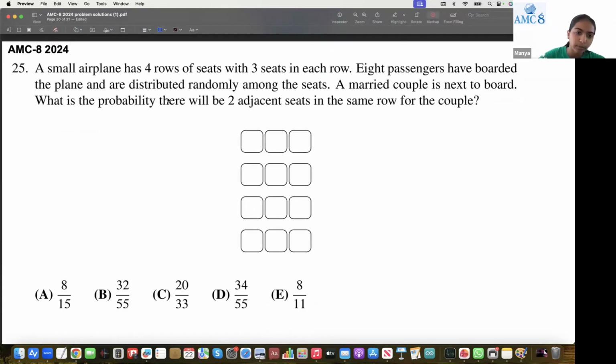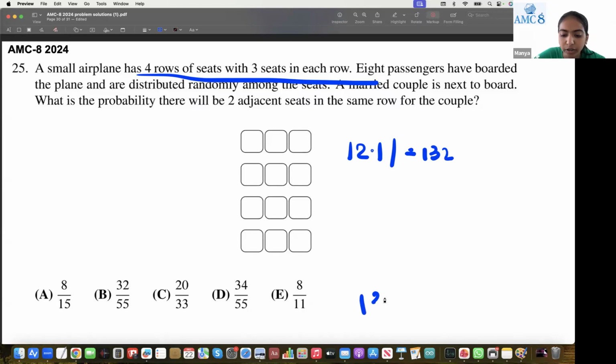So we know that this airplane has 4 rows with 12 seats in each row. So for both of the people to sit next to each other, we know that there's 12 seats in the starting, and then after someone sat down, there's 12 times 11. So this would be equal to 132. So 132 possibilities, right? So 132 should be the denominator.